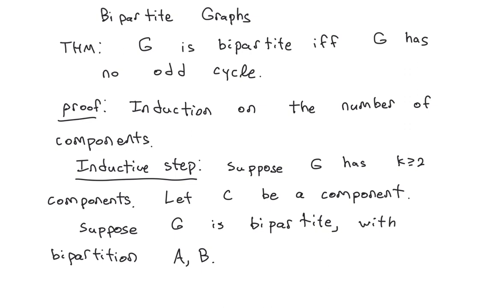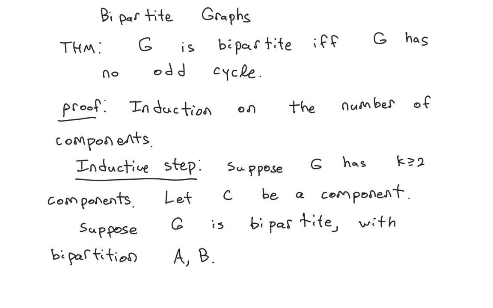All right, in this segment, we're going to give an application of the study of spanning trees. We're going to prove that a graph is bipartite if and only if it has no odd cycle. That is, it does not contain an odd cycle as a subgraph. In this case, we're going to do proof by induction on the number of connected components of G.